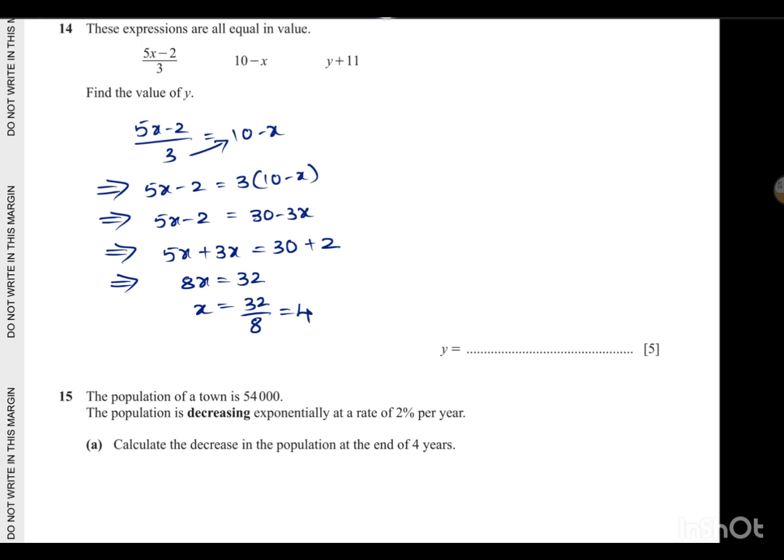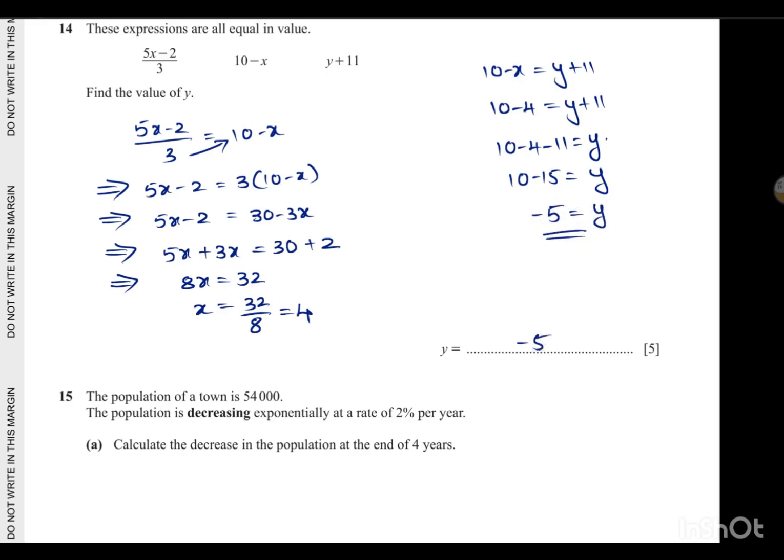Now take the next two expressions here, equate them and put the value of x. So 10 minus x is equal to y plus 11. 10 minus x we already got as 4, y plus 11. Bring 11 onto the left hand side, keeping y there alone. So 4 minus 11 is equal to y. So minus 7 is equal to y. So that means y is minus 7.